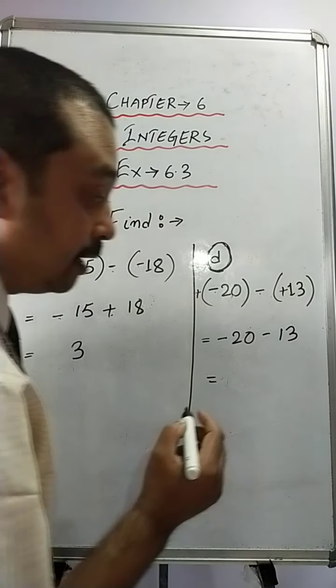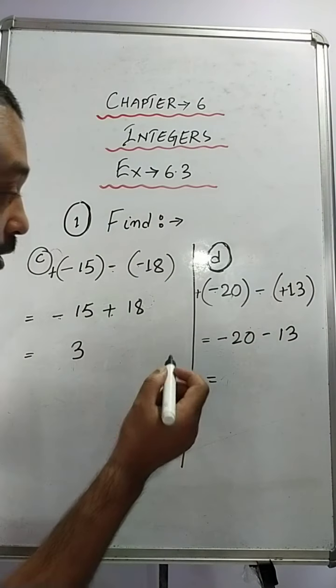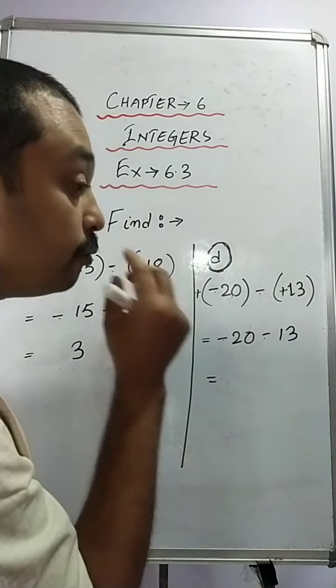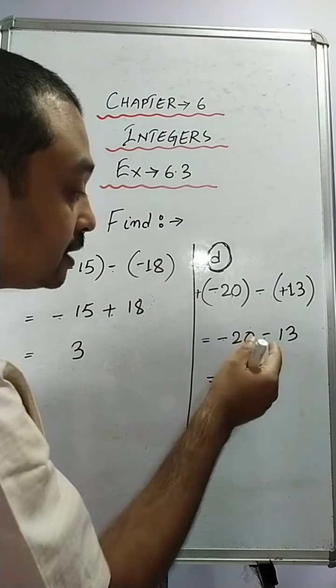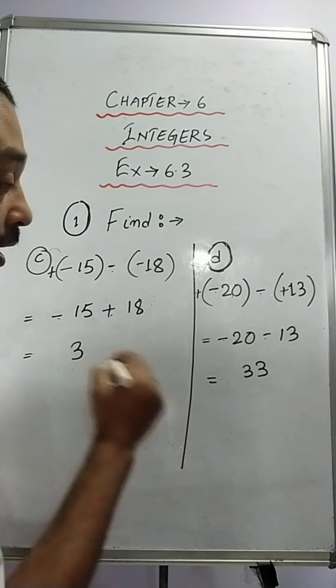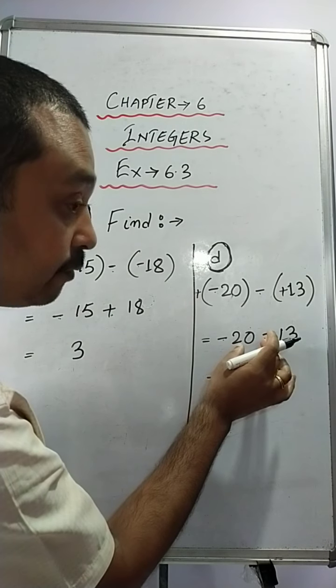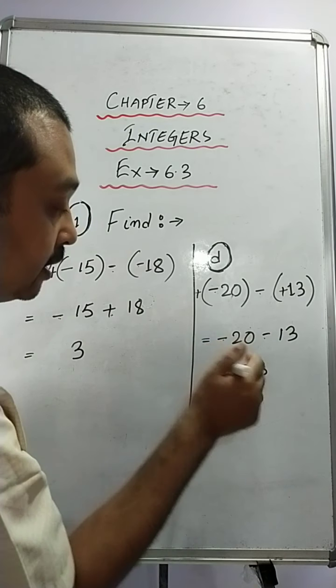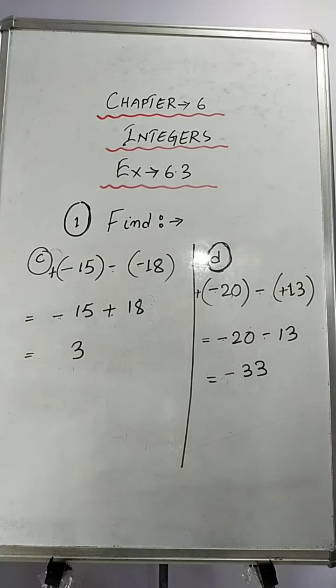Now we have to check what we have to do, plus or minus. So how to check? Minus minus. Yes, plus. So we will do plus. So 20 plus 13 is what? 33. Now which sign we have to put? For that we have to see which number is greater. 20 is greater and it is carrying what sign? Minus. So we'll put the minus sign here. Okay. Now let's move on to sum number E and F.